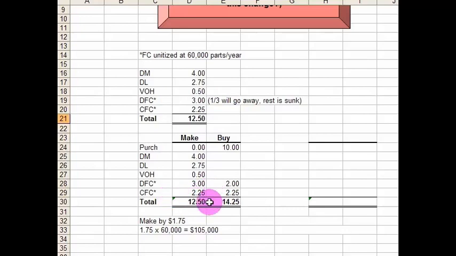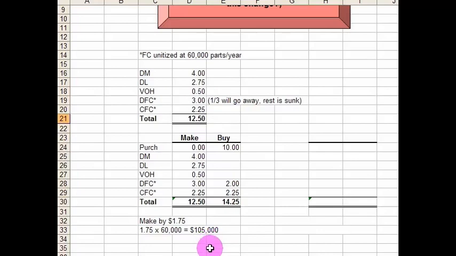Common fixed costs are the same regardless of whether you make or buy. Those costs will still be there. So the difference between the two columns is $1.75. Here we're looking at costs, so a low number is better. We're better off by $1.75 per unit to continue making the part instead of buying it. 1.75 times 60,000 units is the expected difference between the two. So in total, we're better off by 105,000 to make instead of buy this part.